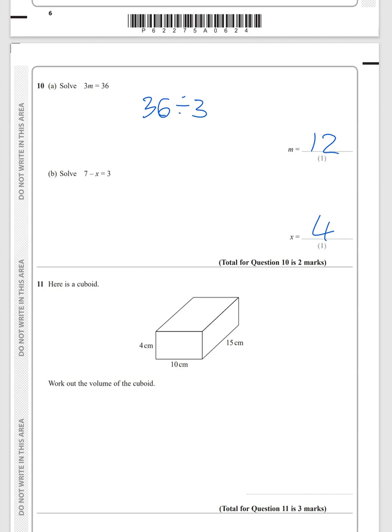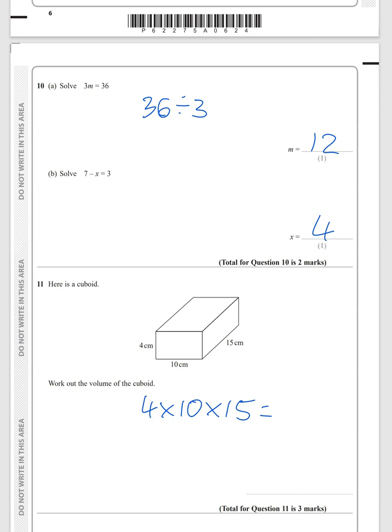Okay, still haven't really reached my calculator. Work out the volume. Now, the volume of a cuboid, I would work out the area of the front, and then basically it's all 3 multiplied together. So we could do the area of the base times by the height, or the area of the front times by the depth. It's just 4 times 10 times 15. We can tap that into our calculator, and I'm pretty sure that gives us 600.